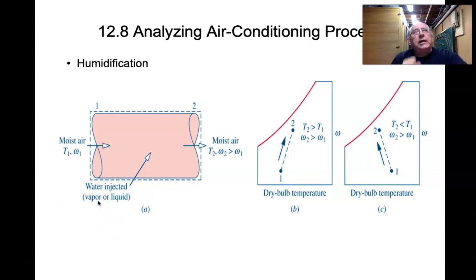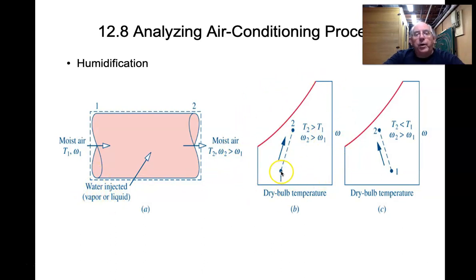We could actually be injecting high pressure, high temperature steam and allowing that to add to the moist air, both in terms of its temperature as well as its humidity ratio. And so in the case where we are adding steam or vapor, we would have this as our psychrometric chart.